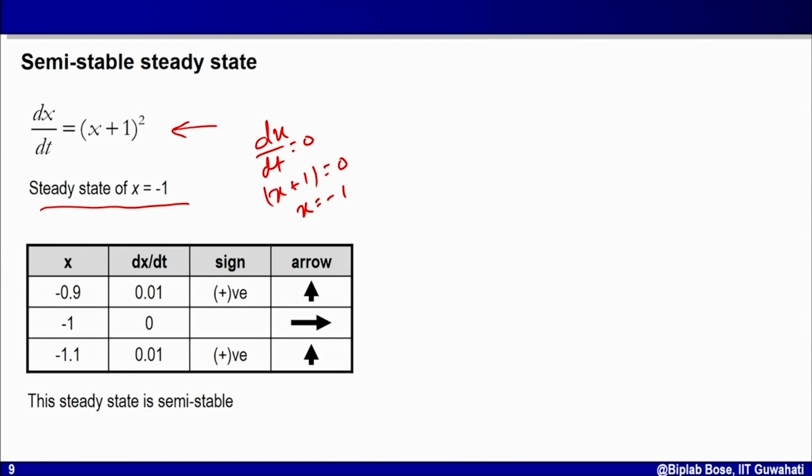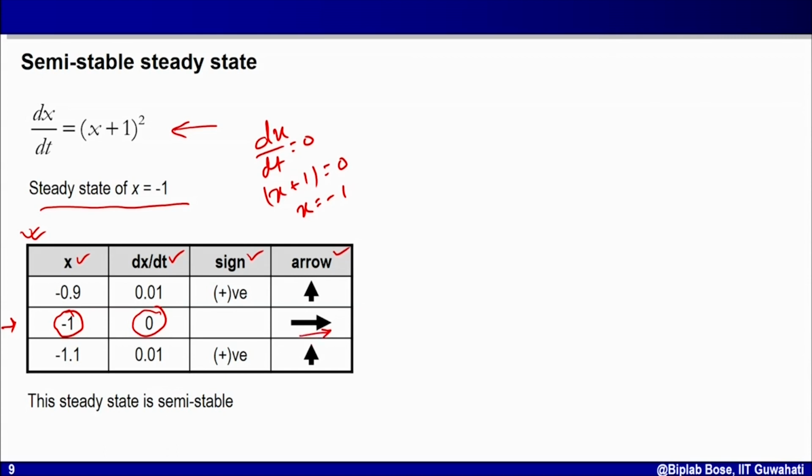I want to check its stability. I will take the numerical route rather than plotting the direction field. What do you need? You have to make a table the way I have shown here. 4 columns, 3 rows. First column is for x, second column is for the derivative, third one is for the sign, and the fourth one is the arrow. In the middle row, I put the value of the steady state, that is minus 1. Obviously, if x equal to minus 1, dx/dt will be 0, so I put a horizontal arrow.